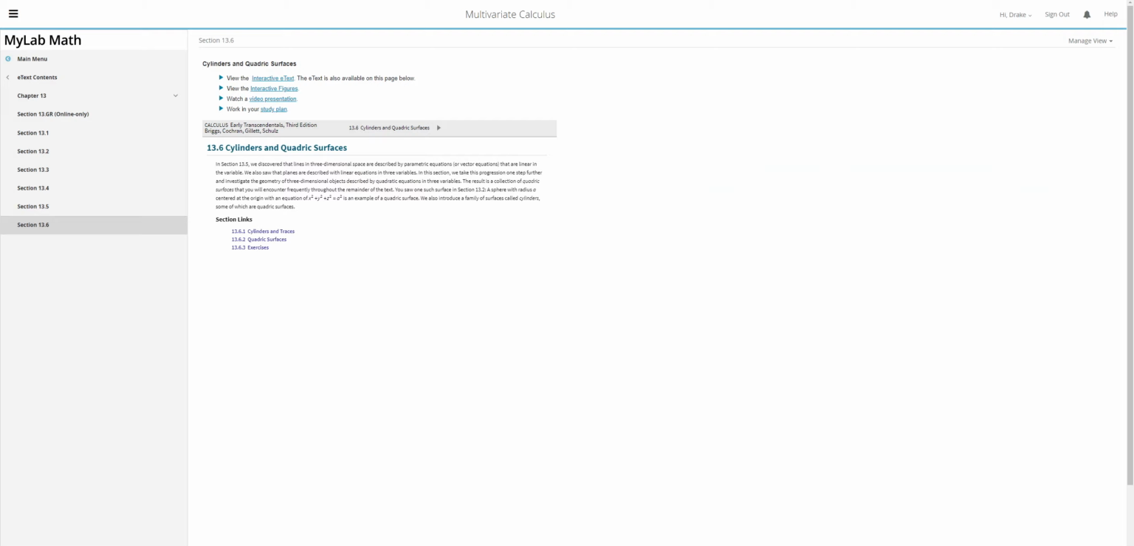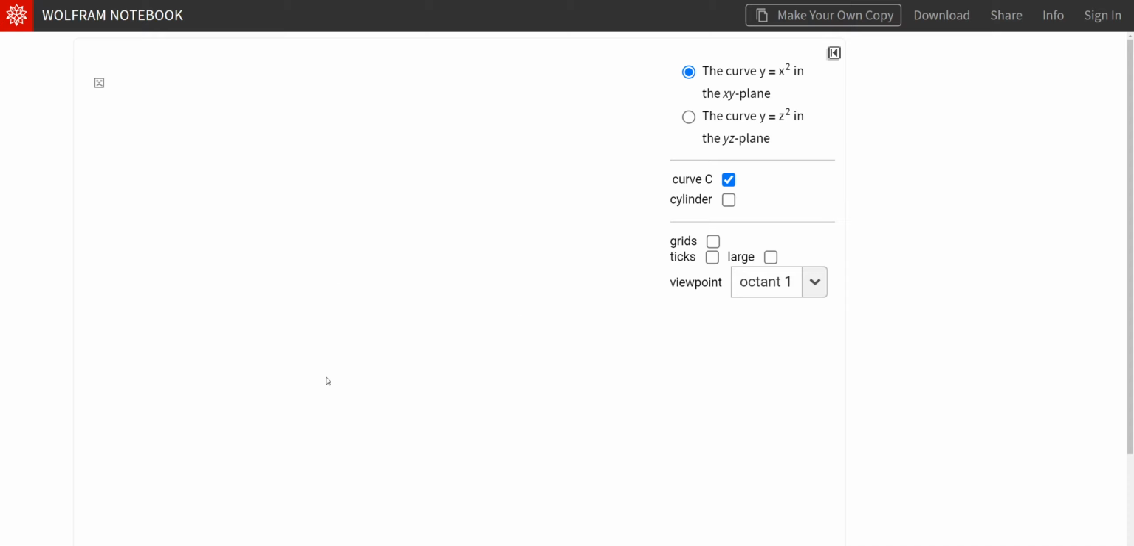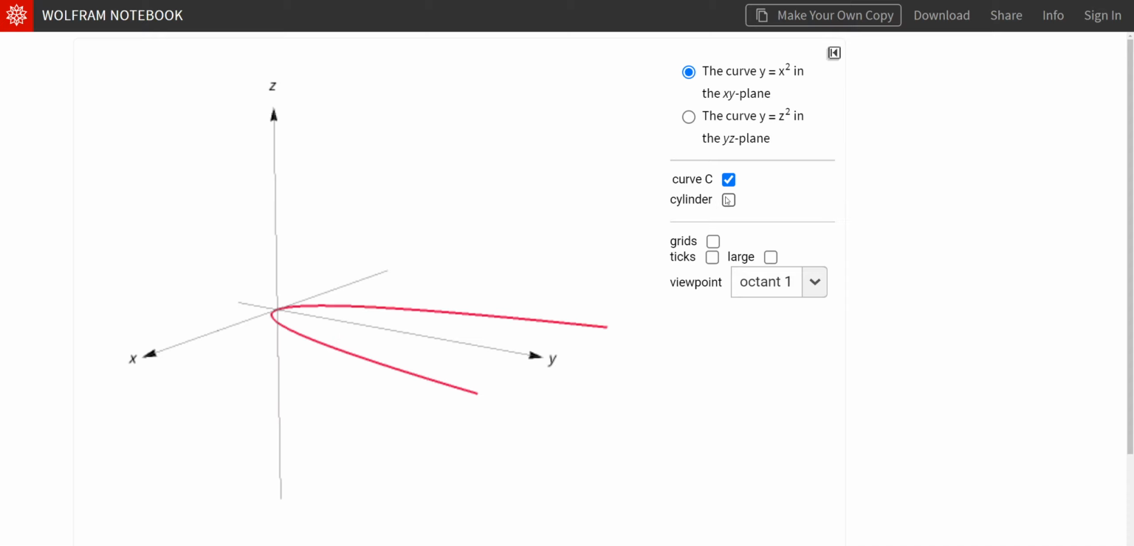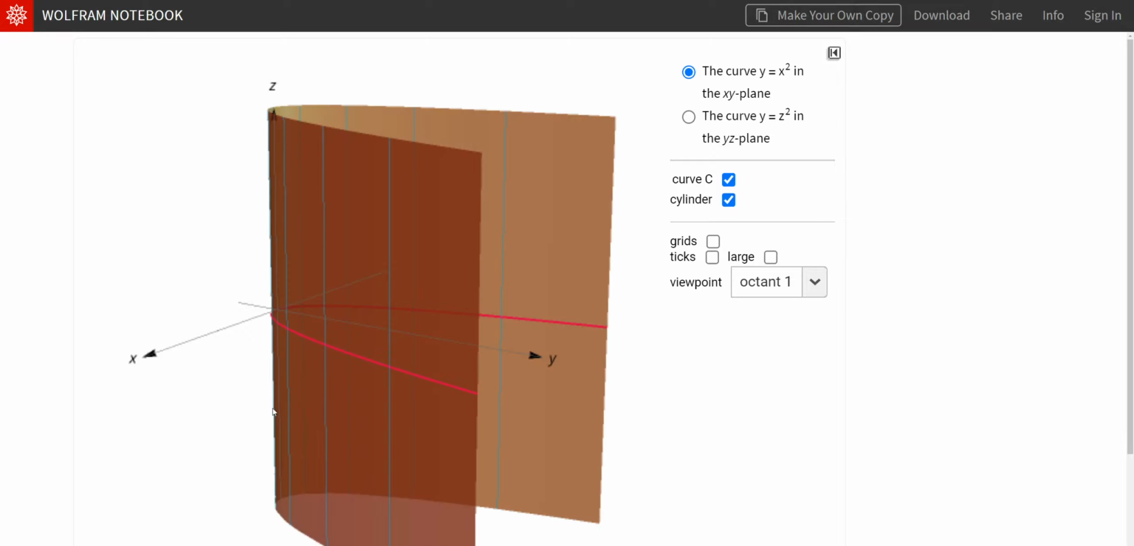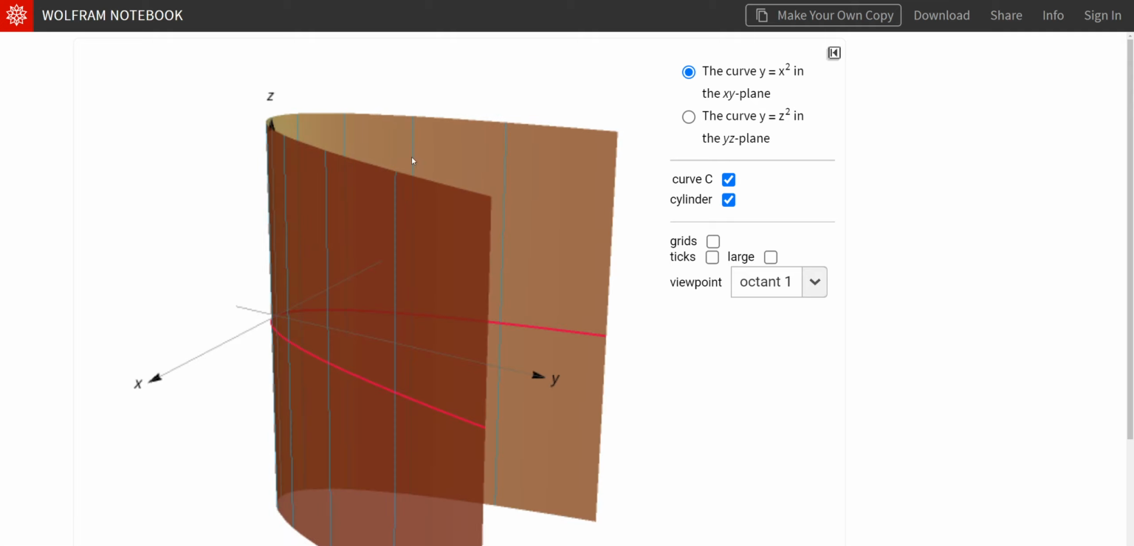Let's go back to this for a second. Right, so here is the curve y equals x squared in the xy plane. There's that one. And I can turn on, I can say cylinder. This is one of our e-text examples. There's the figure that we just drew. There's those parallel lines I was talking about, and there's our traces. So it's good form to draw like 3 traces and then connect them with parallel lines like we did.